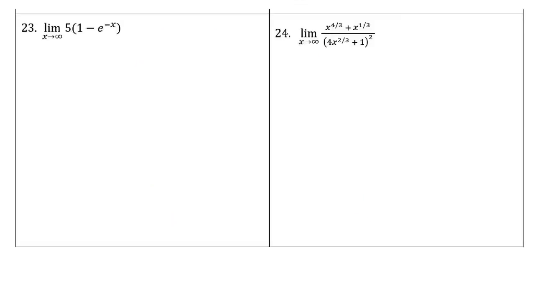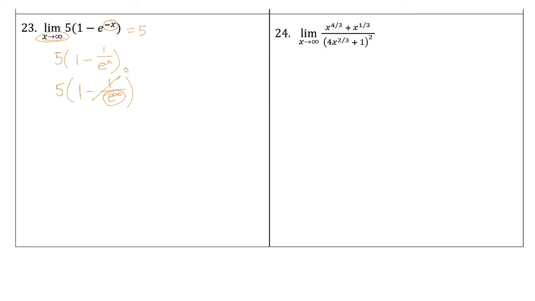All right, last set of problems here. And again, we are still trying to work with limits at infinity. As x approaches positive infinity, notice we have 5 times 1 minus e to the negative x, which is really 1 over e to the positive x. Negative exponents mean reciprocal. So I'm subbing in infinity. e to the infinity, that's a huge number, and 1 divided by that is going to tend towards 0. So this limit value is just going to be 5.